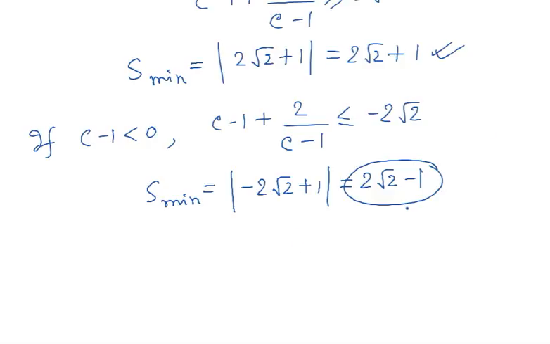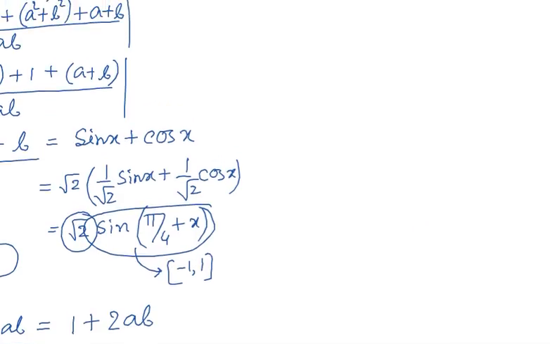So since we need to calculate the absolute minimum value of this expression, we can say that this value 2 root 2 minus 1 will be the actual minimum value of this particular expression, because you can see that c minus 1 plus 2 by c minus 1 can take a lesser value than minus 2 root 2. So if I put a lesser value than minus 2 root 2 here, this absolute value will actually increase and will be more than this particular value. So this is going to be the minimum value. So your answer is going to be 2 root 2 minus 1.